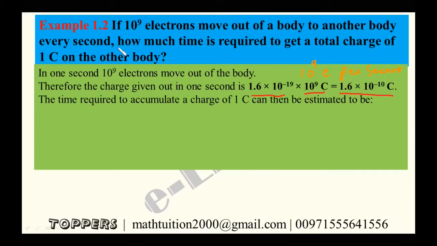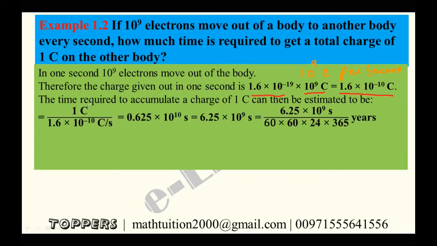Now, the time required to accumulate a charge of 1 coulomb can then be estimated. 1 coulomb, if you divide it by the total charge transferring in 1 second, that will give you the total time. So total charge is 1 coulomb. That 1 coulomb is divided by charge transferring in 1 second. We already found charge transferring in 1 second is 1.6 into 10 raised to negative 10 coulomb. That part, if you do it, 1 by 1.6 will give you 0.625 into 10 raised to 10 second. This 10 raised to minus 10 taken up becomes 10 raised to 10 second.